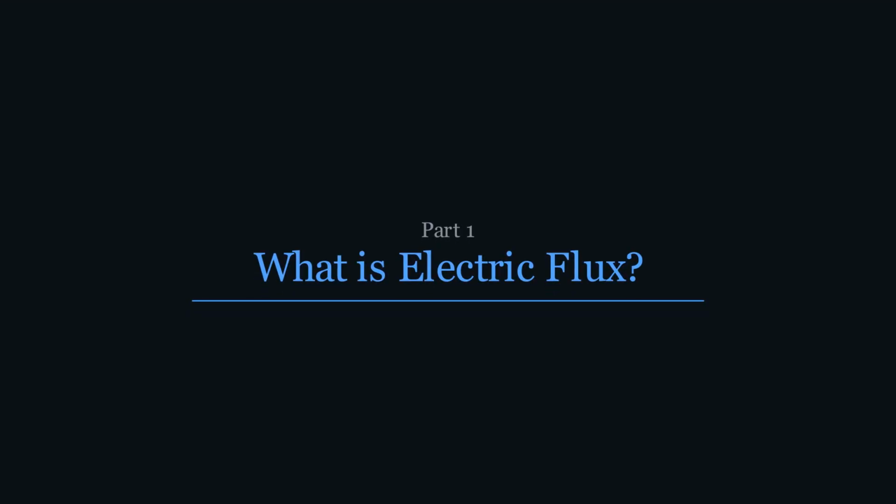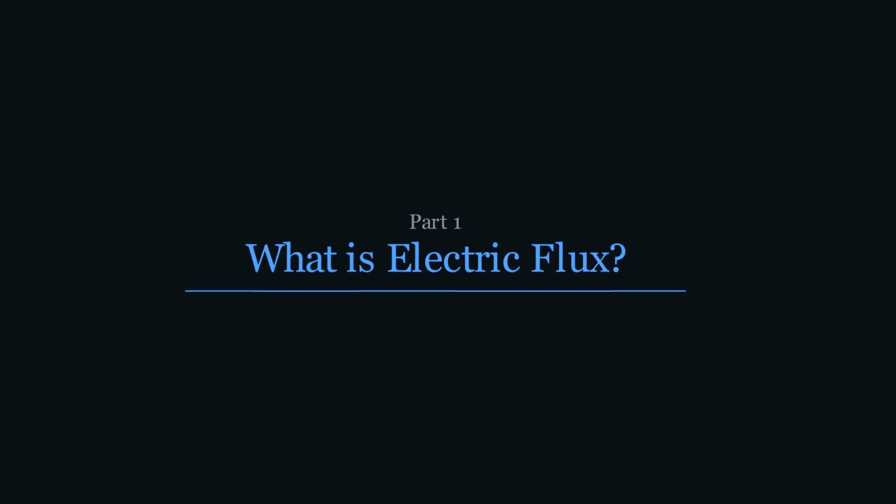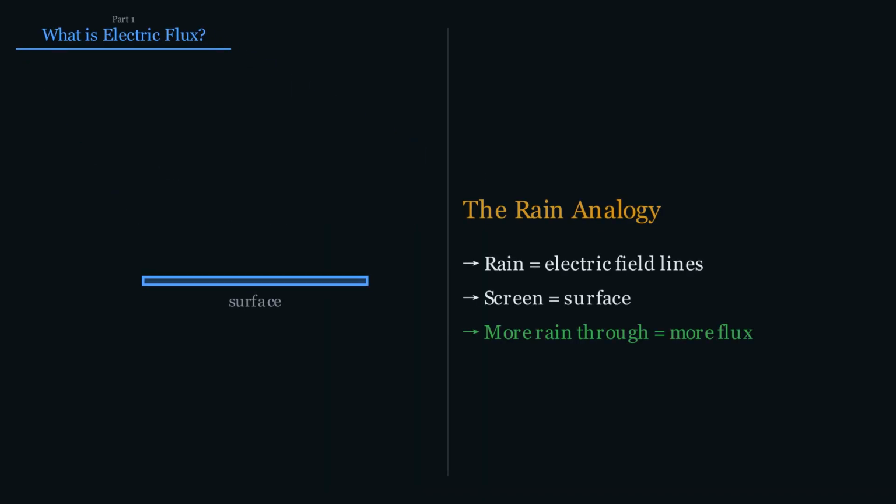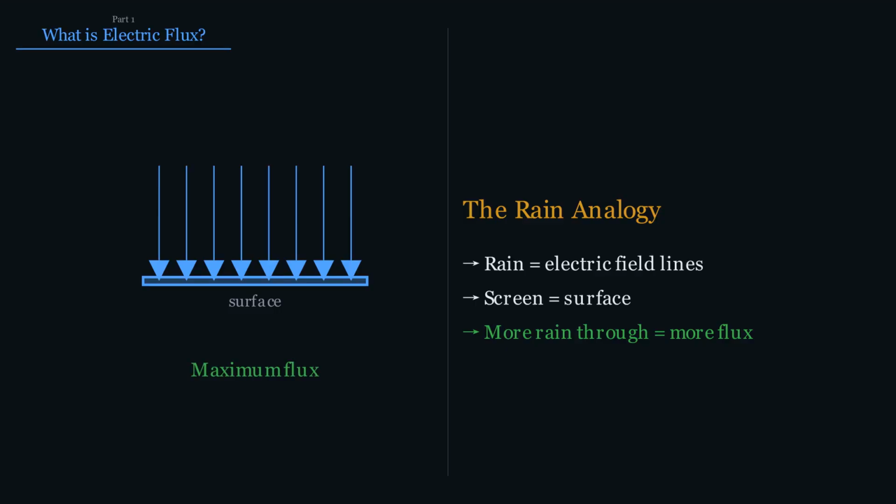Before we can understand Gauss's law, we need to understand the concept it's built on: electric flux. Think of rain falling straight down. If you hold a window screen flat horizontally, the maximum amount of rain passes through. Now tilt the screen. Less rain gets through. Turn it completely vertical and no rain passes through at all. Electric flux works the exact same way, but instead of rain, it's electric field lines passing through a surface.